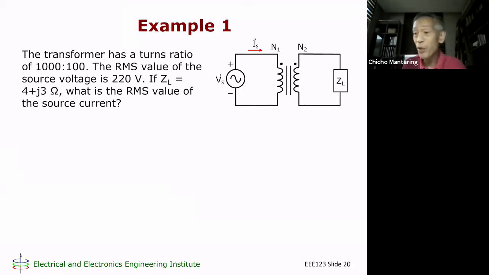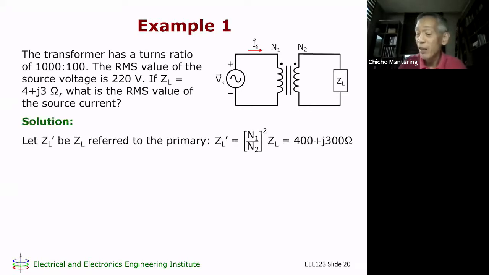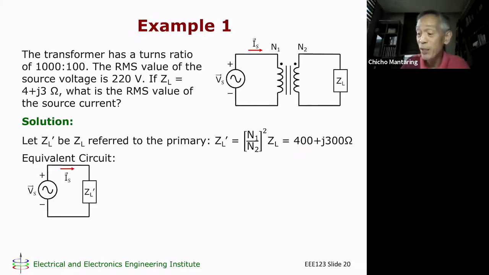Okay. So what do we want to do here? We want to refer the value of Z_L from the secondary to the primary. Let Z_L prime be this referred impedance. So Z_L prime is just (N1 over N2) squared times Z_L. Because our turns ratio is 10, 10 squared is 100. So I just multiply 4 plus j3 by 100. I'm going to get 400 plus j300.